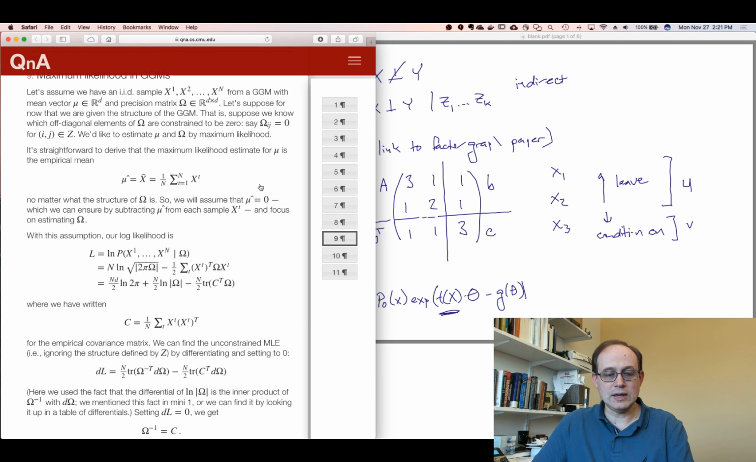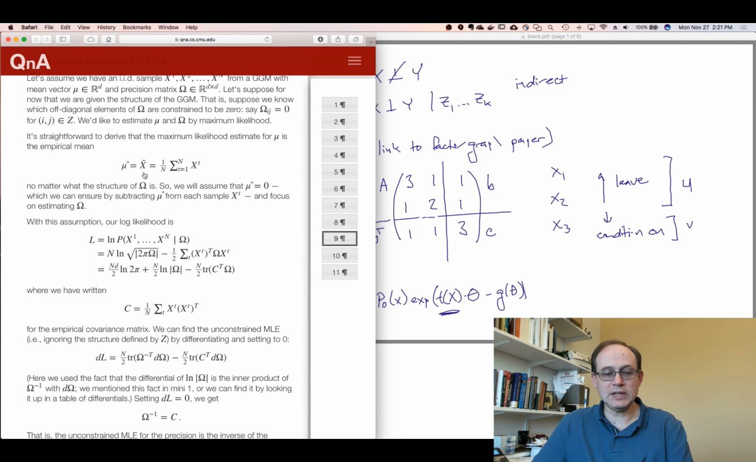So the maximum likelihood mean vector does not actually depend at all on the structure. It's just the empirical mean. I'm not going to derive it. It's a fairly simple derivation. And so to make things simpler, what I'm going to do is subtract off that mean. So that means effectively I'm going to center all of our variables, and then we can focus on estimating the precision matrix, which is the interesting part.